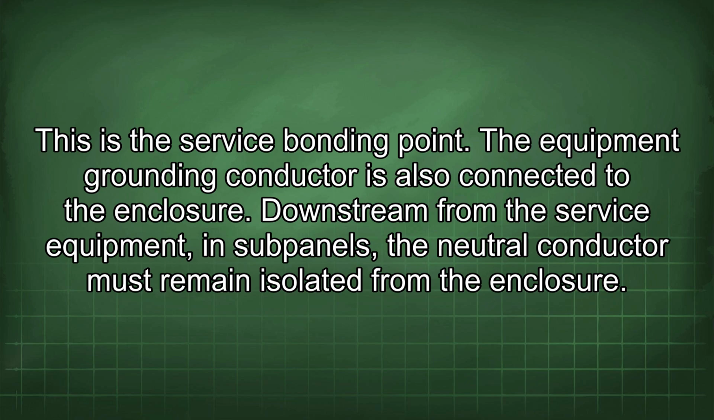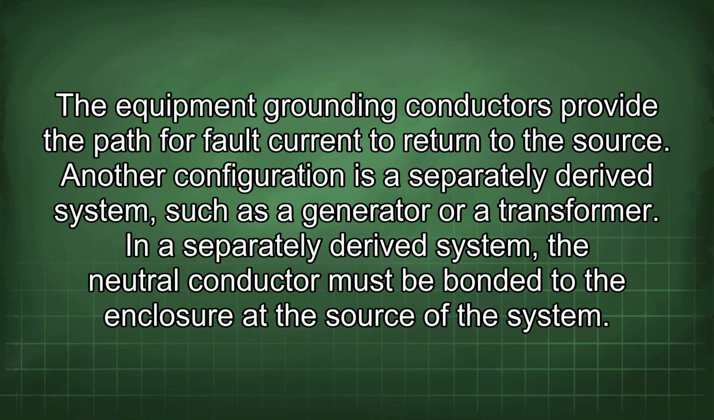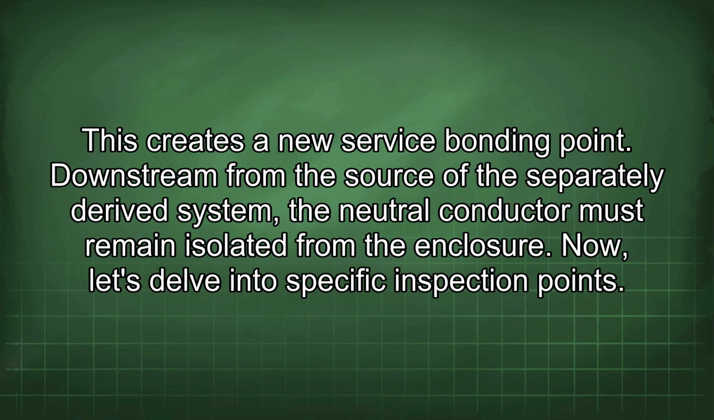The equipment grounding conductor is also connected to the enclosure. Downstream from the service equipment, in subpanels, the neutral conductor must remain isolated from the enclosure. The equipment grounding conductors provide the path for fault current to return to the source. Another configuration is a separately derived system, such as a generator or a transformer. In a separately derived system, the neutral conductor must be bonded to the enclosure at the source of the system. This creates a new service bonding point. Downstream from the source of the separately derived system, the neutral conductor must remain isolated from the enclosure.